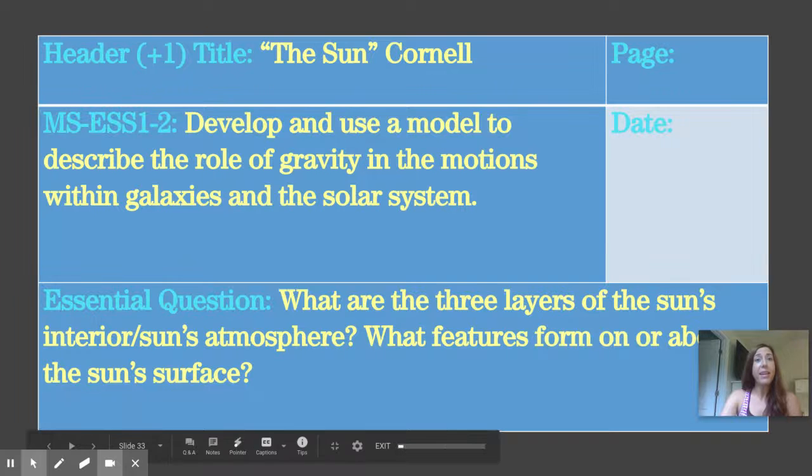Hi, everyone. Today we're going to talk about the sun, and our essential questions are: what are the three layers of the sun's interior and the sun's atmosphere? And what features form on or above the sun's surface?